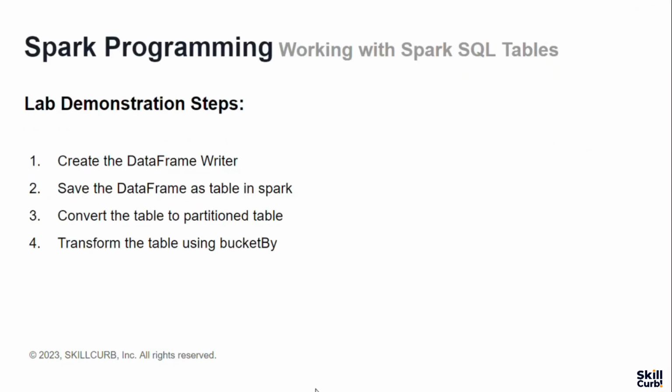In this video, you will learn how to create a managed table and access the catalog. And for that, you will first create a data frame writer. Then we are going to save the data frame as a table in Spark. Then we are going to convert the table to a partition table on the basis of two columns. And finally, we are going to transform the table using the bucket by to limit the number of partitions.